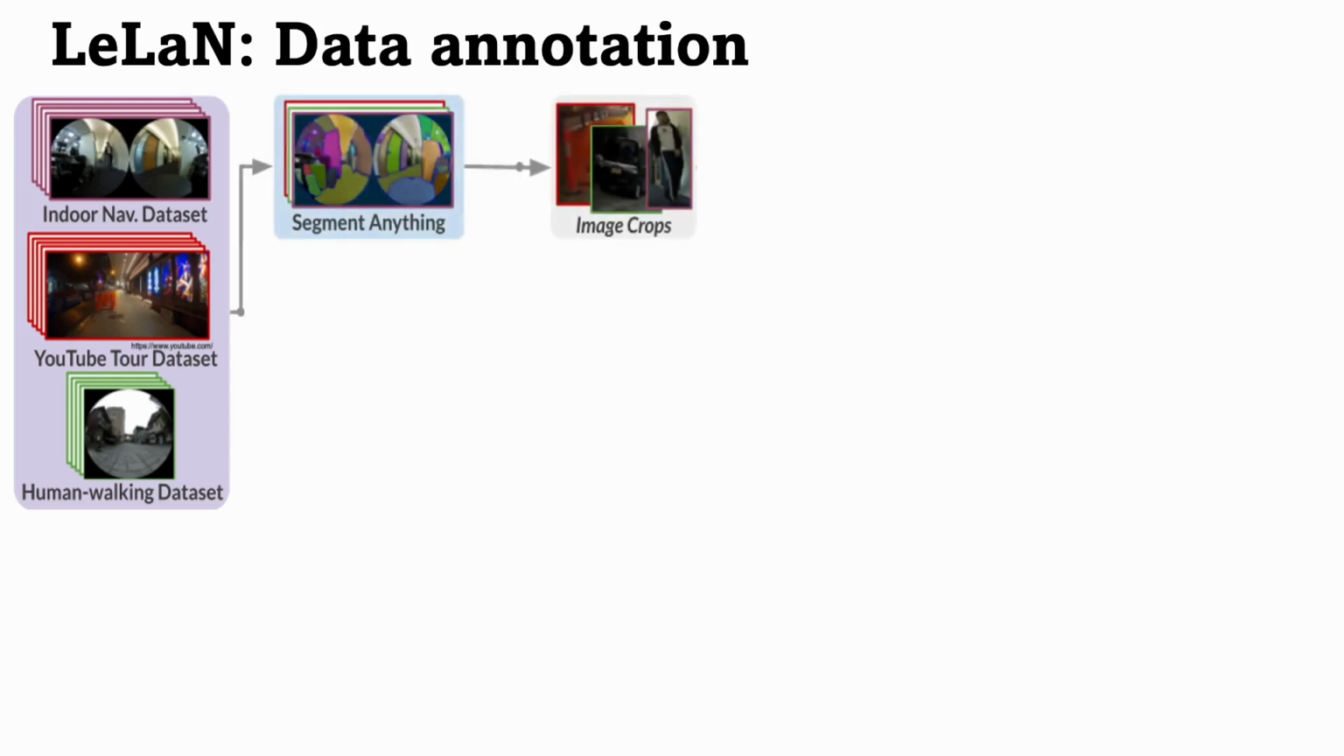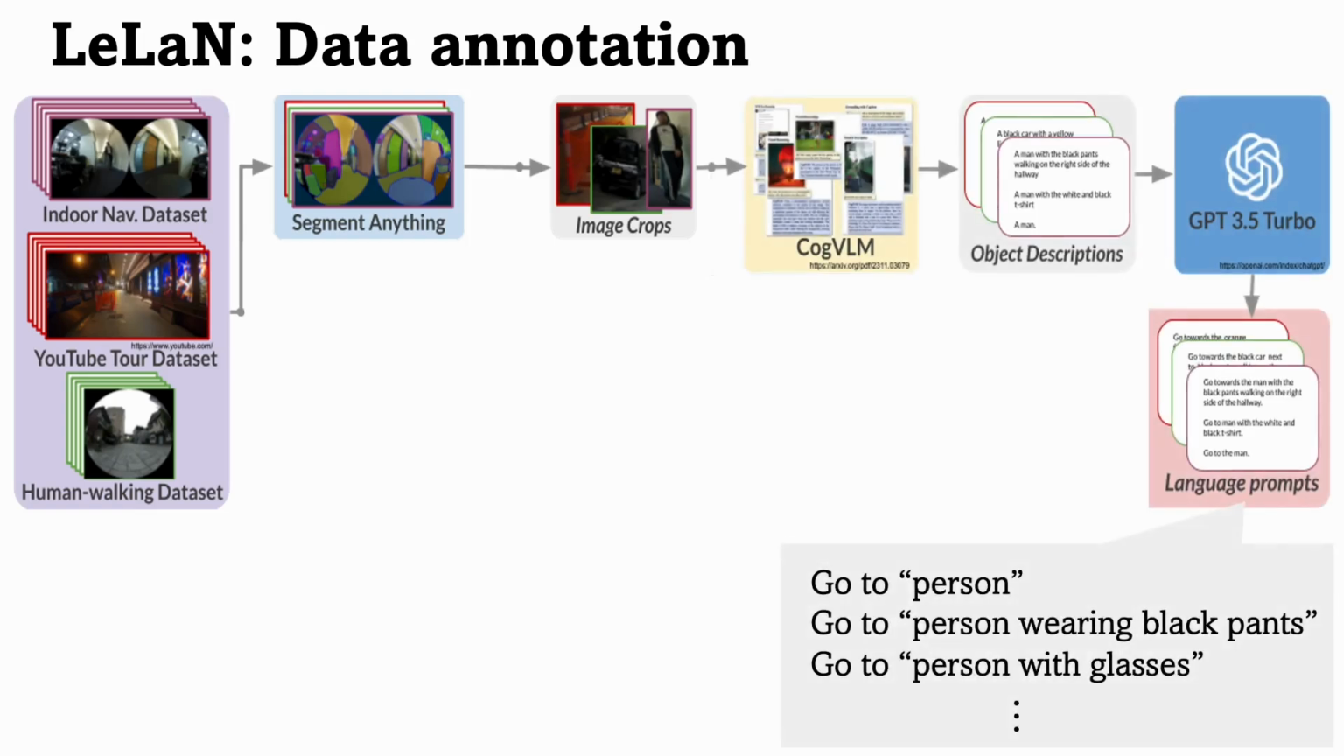First, we feed these videos into the Segment Anything model and choose a random object to crop based on the output segmentations. We use an open-source VLM to identify the object in the cropped image. By feeding these object descriptions to GPT 3.5 Turbo, we filter out noisy descriptions with low confidence levels and generate diverse prompts.